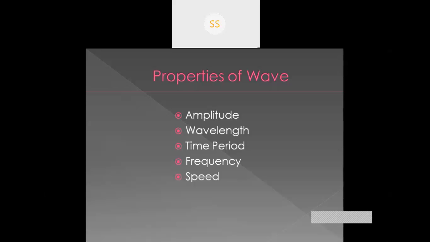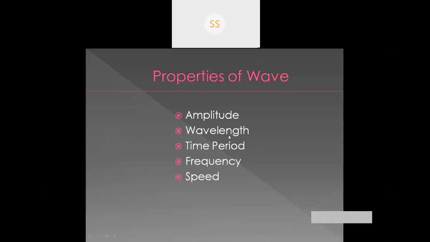The next property is speed. We already know that speed is distance by time, right? Distance by time is speed. Here distance is taken as wavelength and time is taken as time period. Therefore speed of the wave equals wavelength divided by time period. Speed of the wave, wavelength divided by time period.